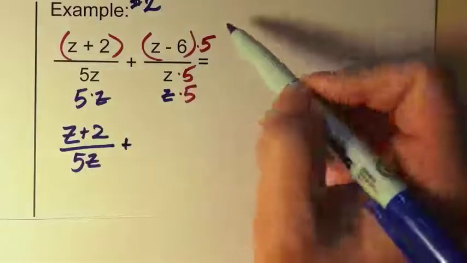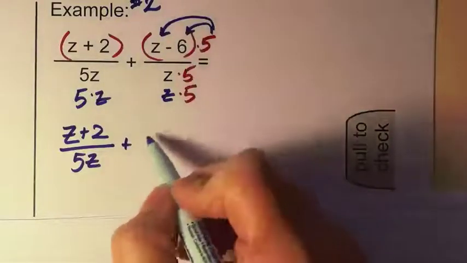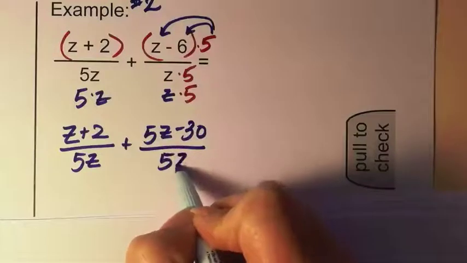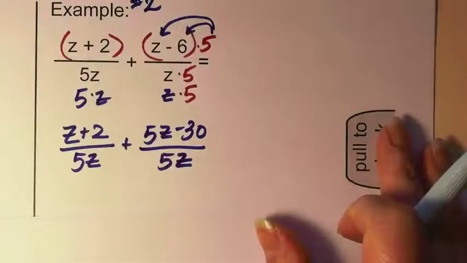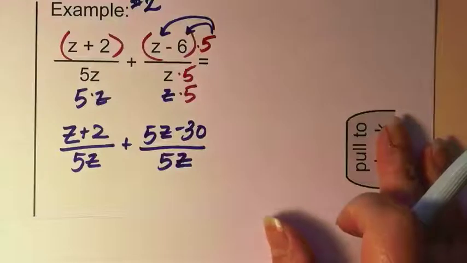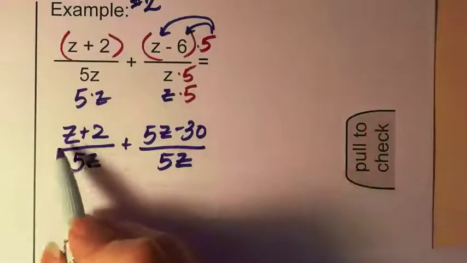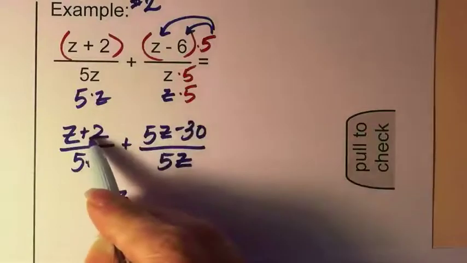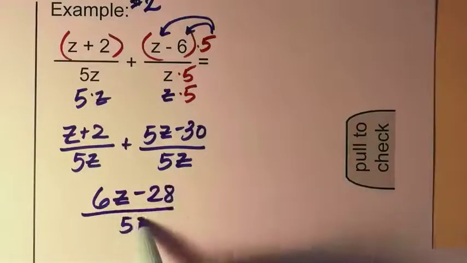And if you notice on the top, I've got to actually distribute this, right? So to distribute it, I'd get 5z minus 30 over 5z. Now I'm going to simplify going straight across, okay? So if I go straight across, z plus 5z gives me 6z. Then I have a 2 minus a 30, so this is minus 28 over 5z.